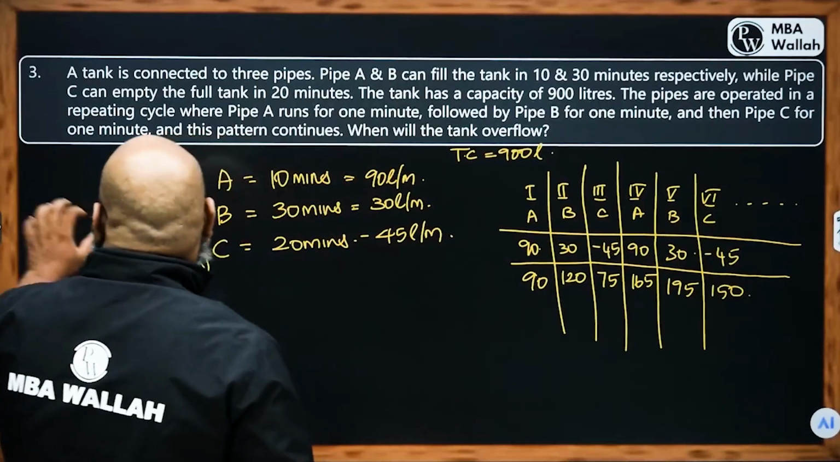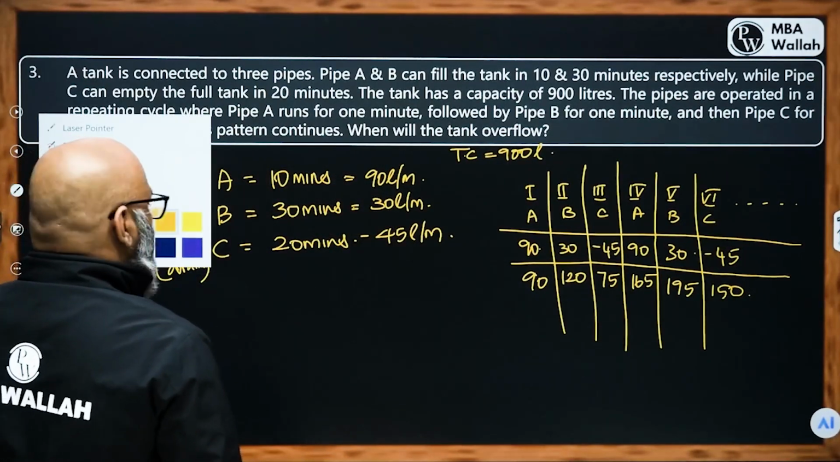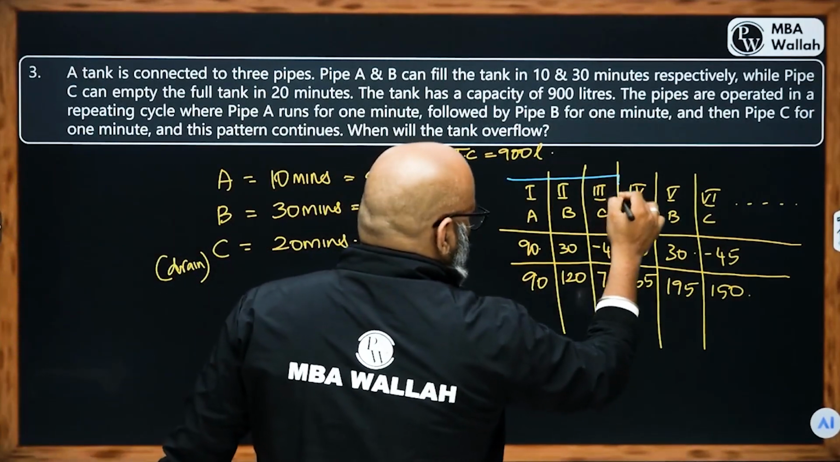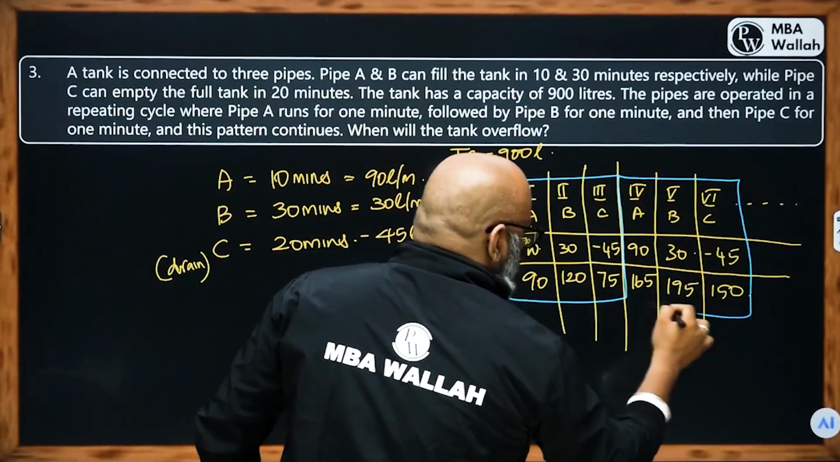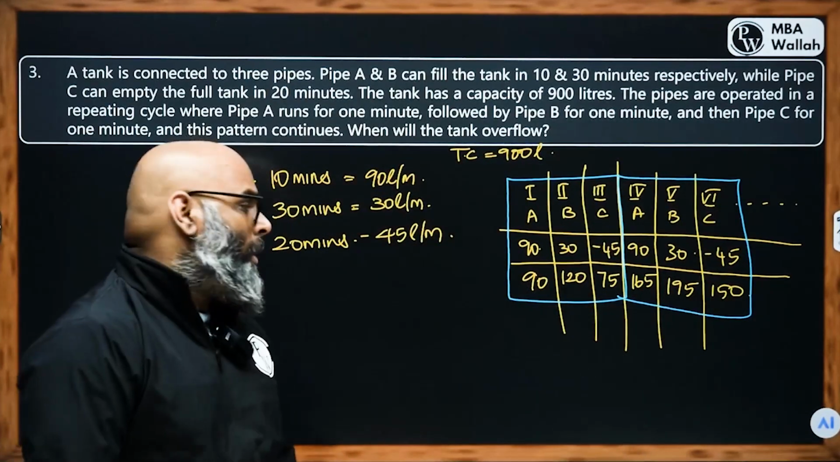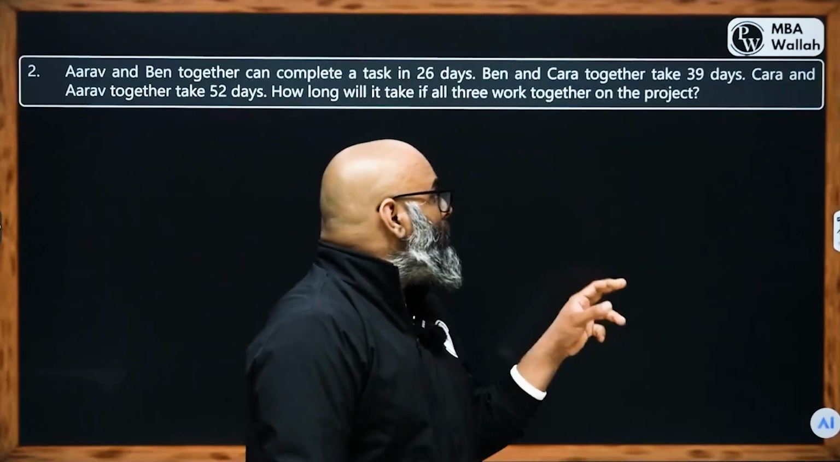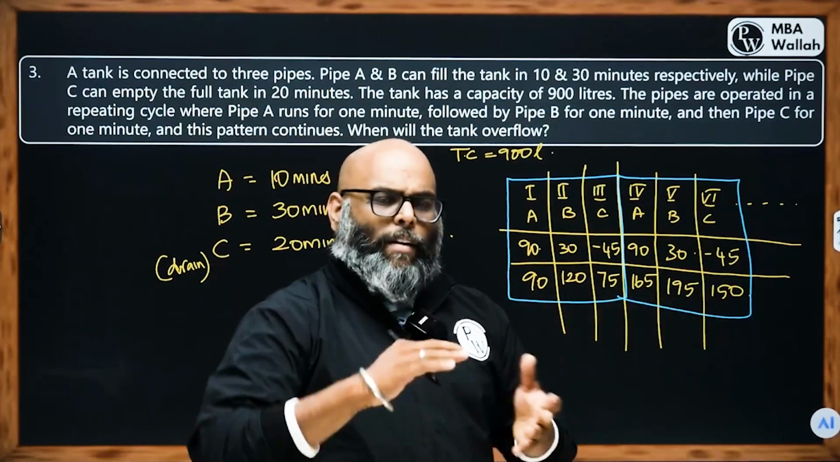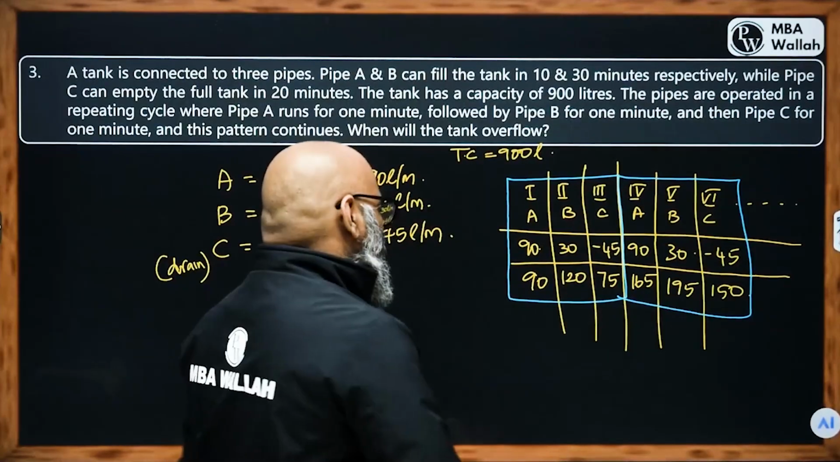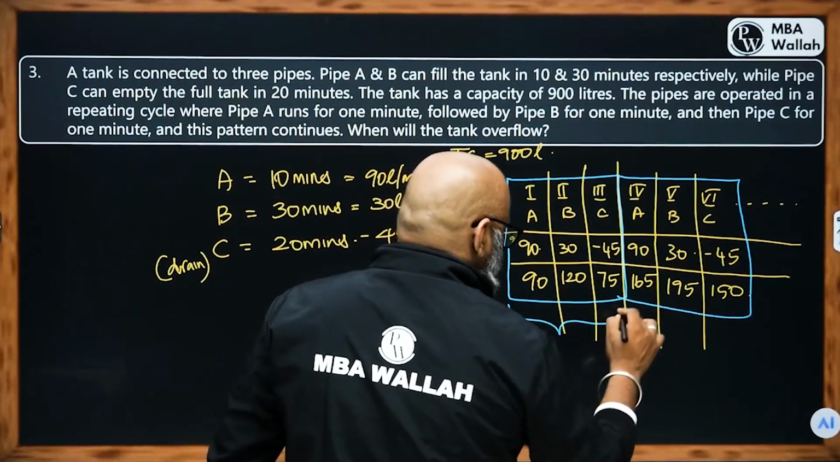Now I can notice that for every 3 minutes, we can form a cycle. That's a pattern. We look for a pattern. Do I have a pattern? For every 3 minutes, we have ABC, ABC, ABC. I'm going to call this a cycle.